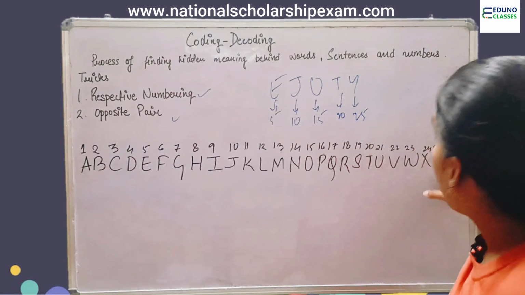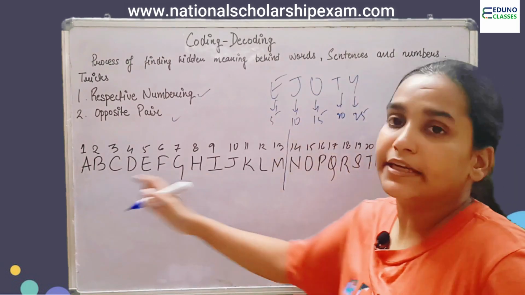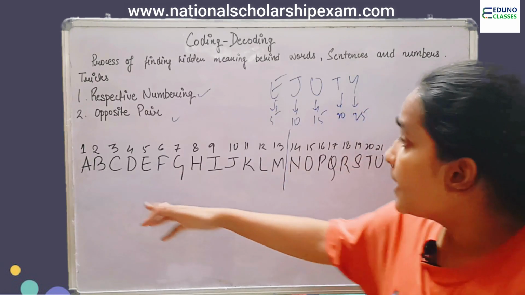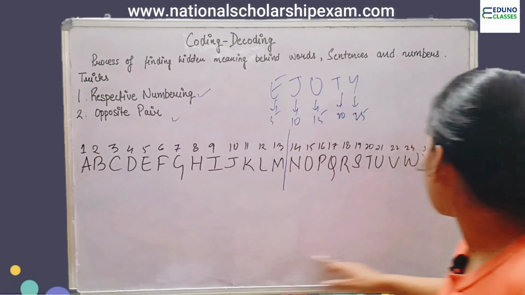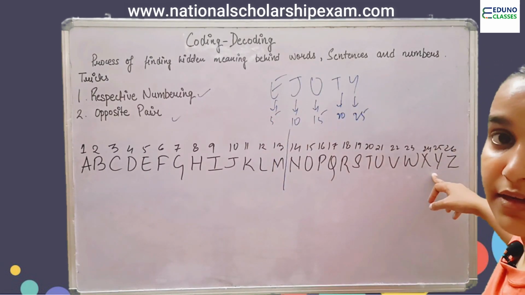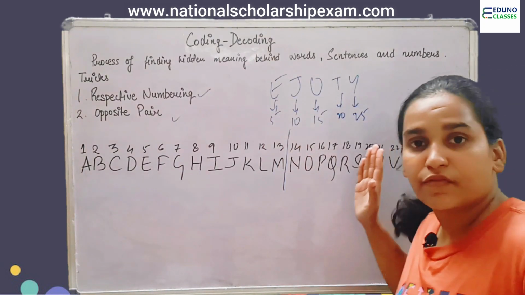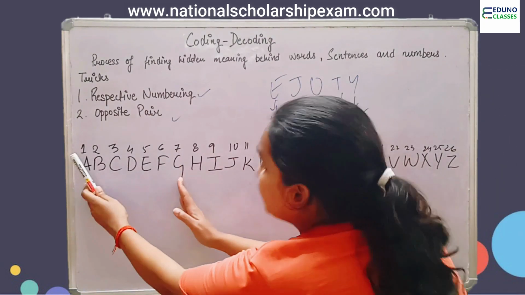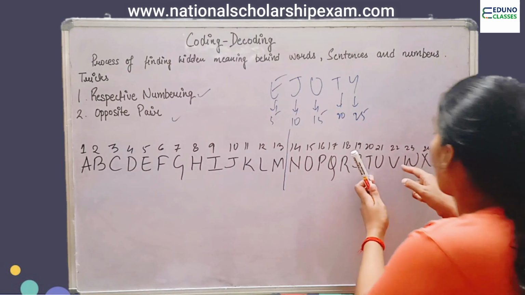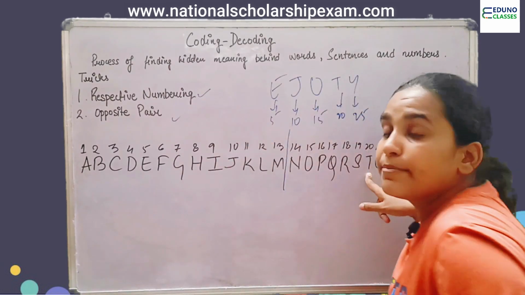If we divide our alphabets into two equal parts, we can divide it at N, 13 and 13. Now you can see the opposite of A from here is Z. The opposite of B is Y. Any seventh number from this side makes a pair with the seventh number from the other side. The seventh number from this side is G, and from the other side is T: 1, 2, 3, 4, 5, 6, 7. This G and T make a pair.